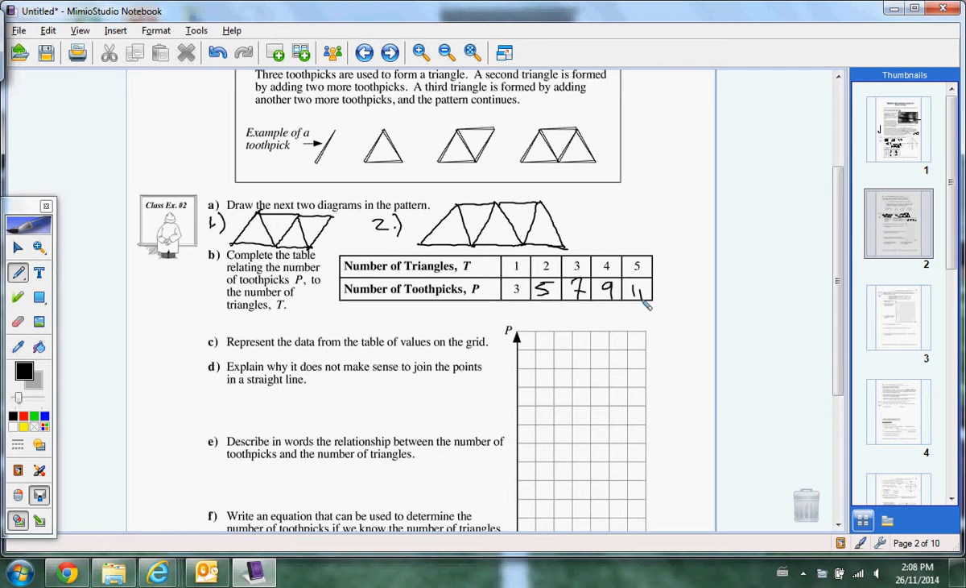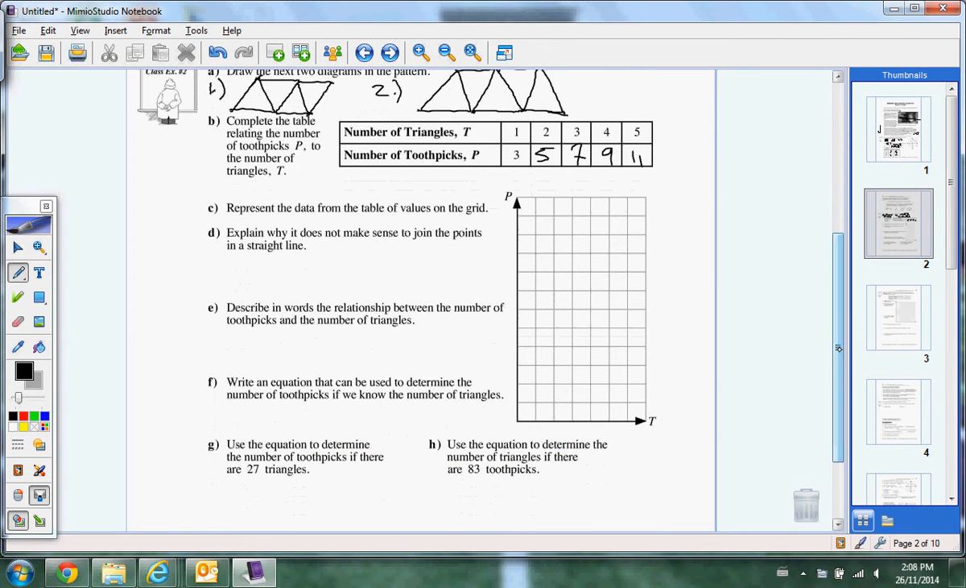Represent the data from the table of values on the grid. So we're going to plot these as points now. And this is what the Cartesian coordinate grid is used for, showing relationships in a linear form. Okay, so 1, 3. We can use any scale we want. We don't have any huge numbers, so I'm just going to use our normal 1, 2, etc. So 1, 3 would be right here. Oh, wait. Yep, toothpicks, I'm sorry. Okay. T for triangles. So this is essentially our X. This is essentially our Y.